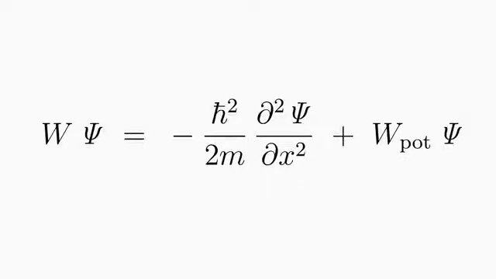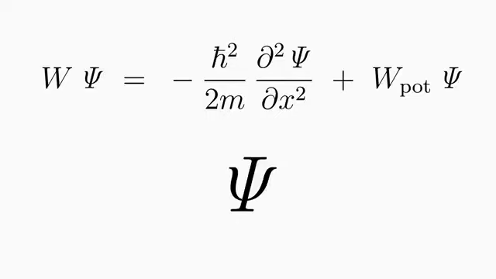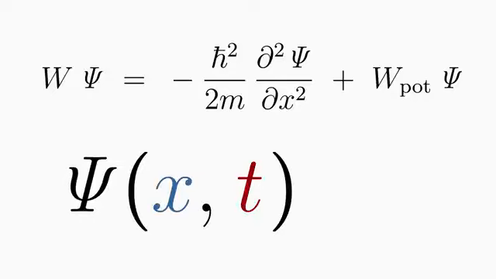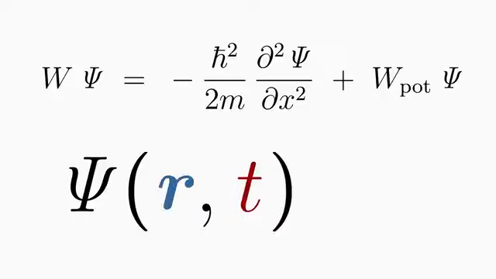You can generalize the one-dimensional Schrodinger equation to a three-dimensional Schrodinger equation. We assume that the wave function psi depends not only on one spatial coordinate x, but on three spatial coordinates x, y, z. You can also combine the three space coordinates more compactly into a vector r. Vectors are shown in bold here.